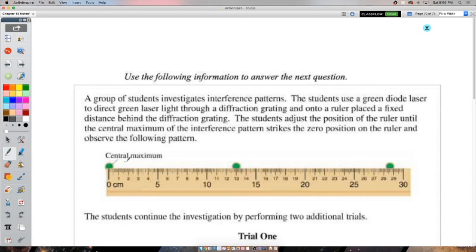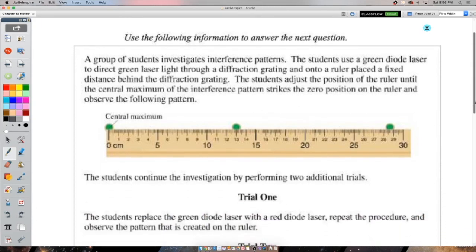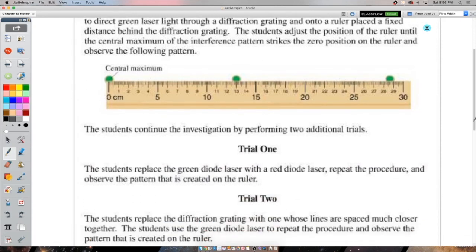Okay, so this is the central max. This would be the first order antinode, second order antinode. Okay, and observe the following pattern. Cool. Students continue the investigation by doing 2 more things. So in the first one, the students replace the green laser with a red laser. So you have to know what that means. What variable did we just change? Right, we just changed the wavelength.